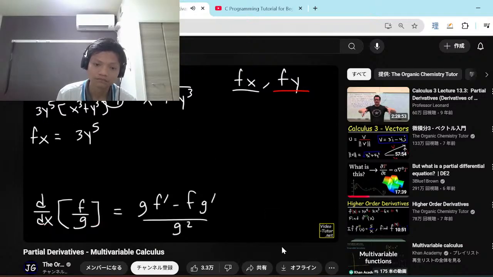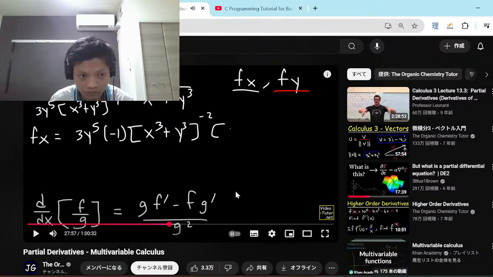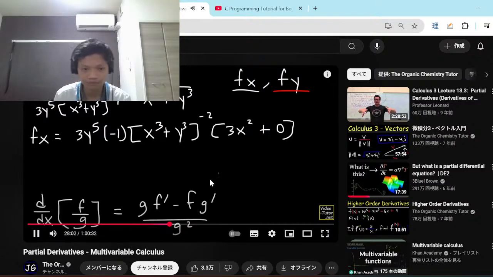Then I'm going to take the negative 1 and move it to the front. So it's going to be times negative 1, and then we keep the stuff that's inside the brackets the same. Subtract negative 1 by 1, and that's going to be negative 2, and then differentiate the stuff on the inside. The derivative of x cubed is 3x squared, and the derivative of y cubed is 0 because we're going to treat it as a constant.